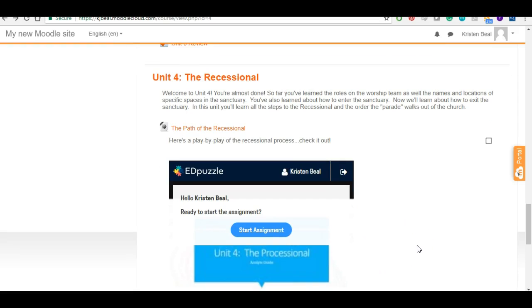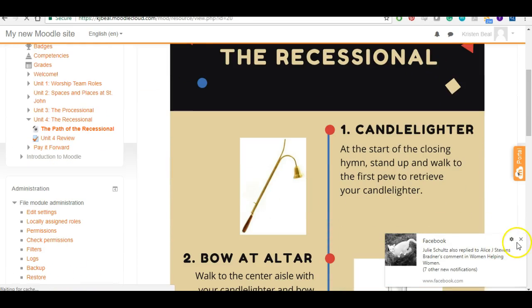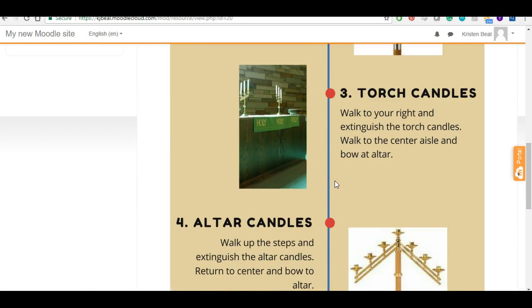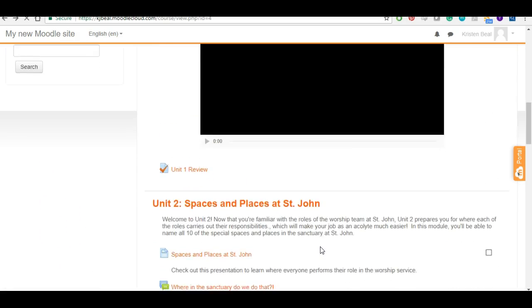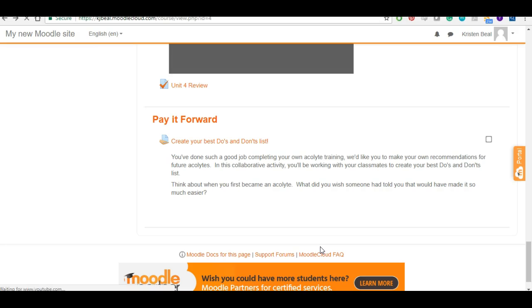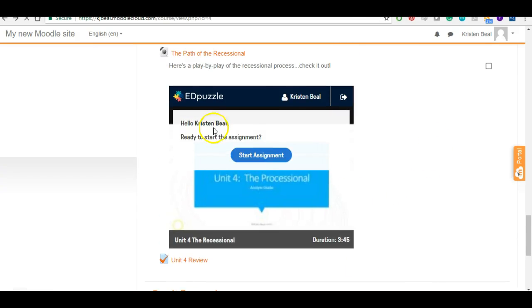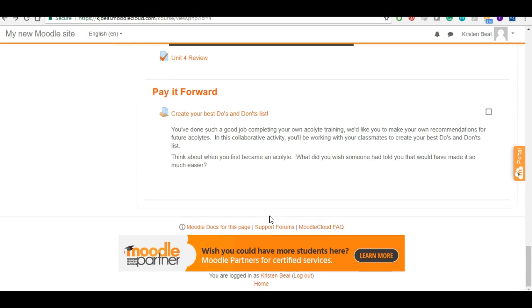And Unit 4 was the recessional, so that's exiting the church. So I used Canva again to create an infographic that describes those steps in the recessional. And I also created a presentation, but this time I used Edpuzzle to do the presentation on the recessional, which I really liked. I think I only had 4 questions in there, but they do talk about important parts of that.